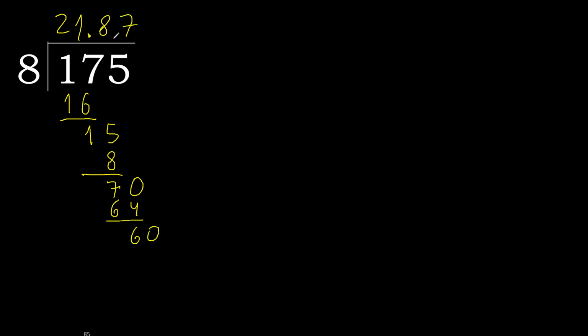8 multiplied by 7, 56 is not greater. Okay, subtract, complete. 40. 8 multiplied by 5, 40 is not greater. Okay, subtract, 0. 0, therefore finish it.